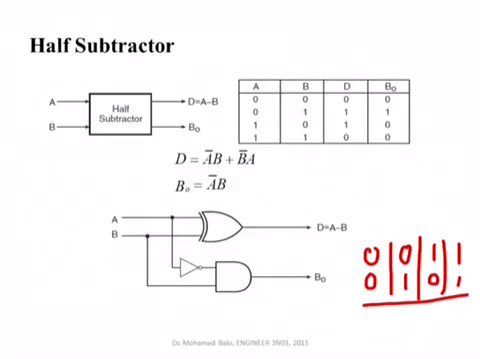So when you subtract 0 minus 0, the result is 0, the difference is 0, and you don't need any borrow. When you subtract 0 minus 1, you cannot do that.